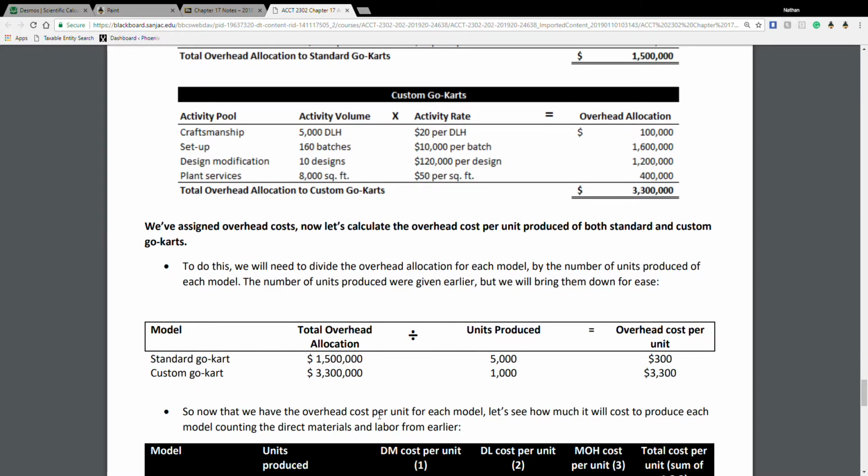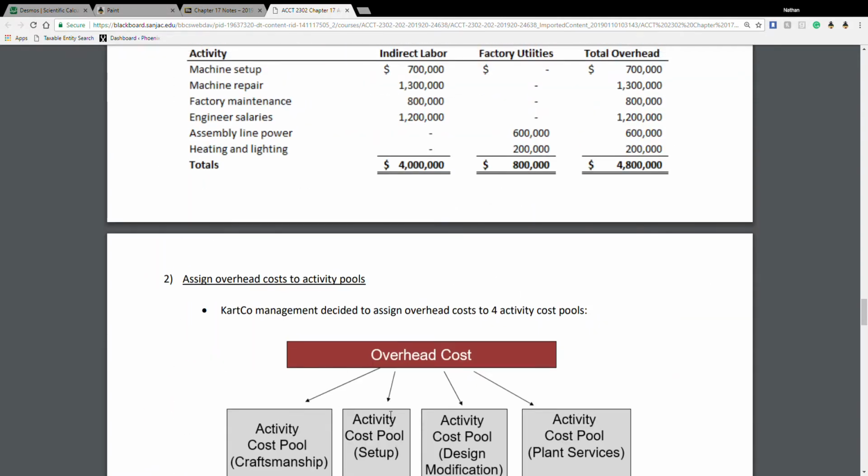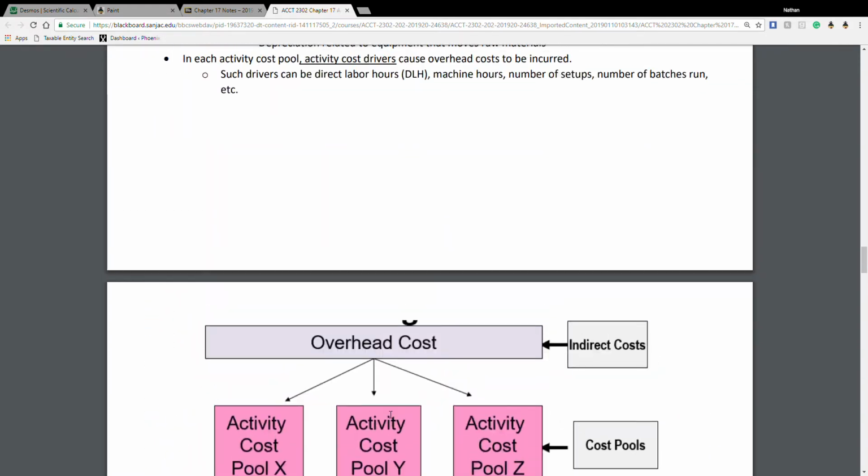Okay. Once this is done, once we've assigned the overhead cost, we can now calculate overhead cost per unit. To do this, all we have to do is look back at how many units we've produced. So this one actually is all the way up here.